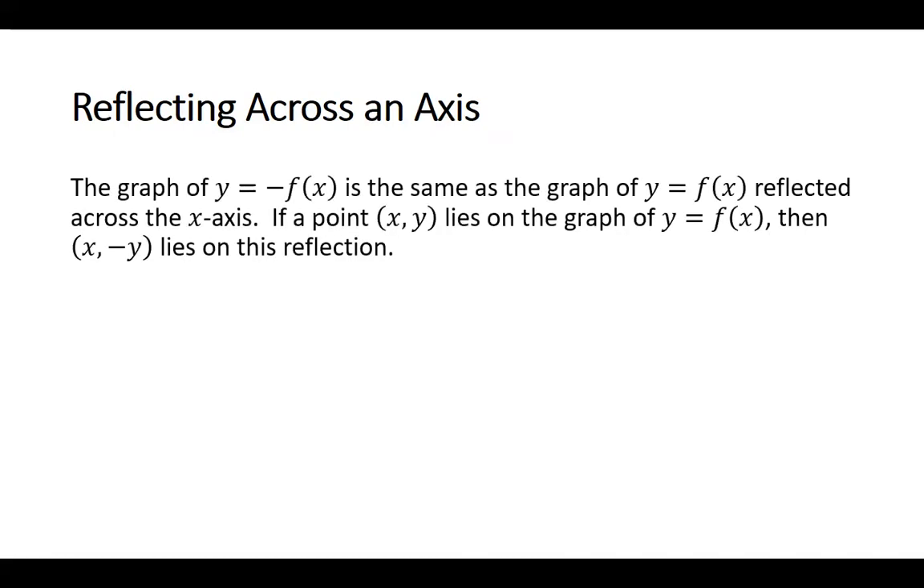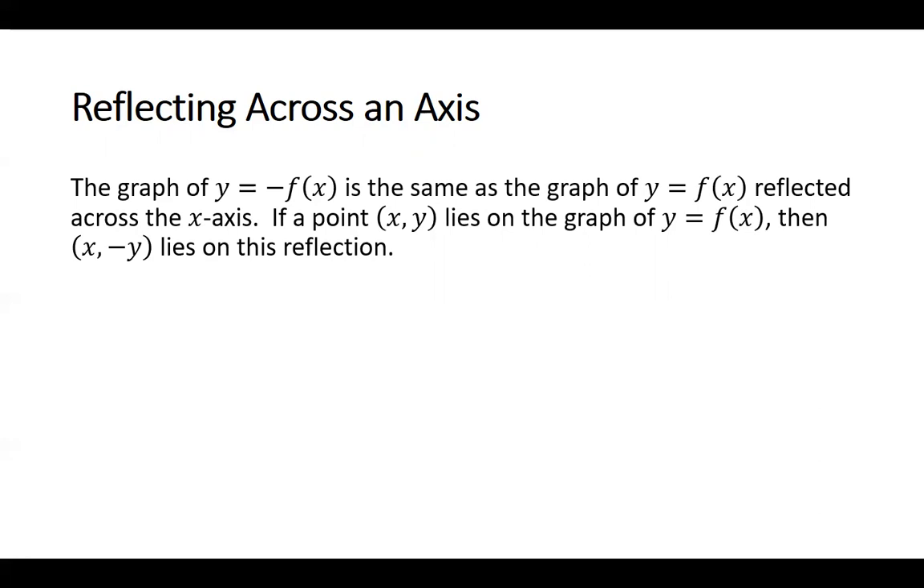So the graph of y equal to negative f of x is the same as the graph of y equal f of x reflected across the x-axis. If a point (x, y) lies on the graph of y equal f of x, then (x, negative y) lies on this reflection. So again, notice that we have f of x that we're then negating. So that means whatever our output would have been, whatever y would have been, now we're going to negate it. So that flips it across the x-axis.